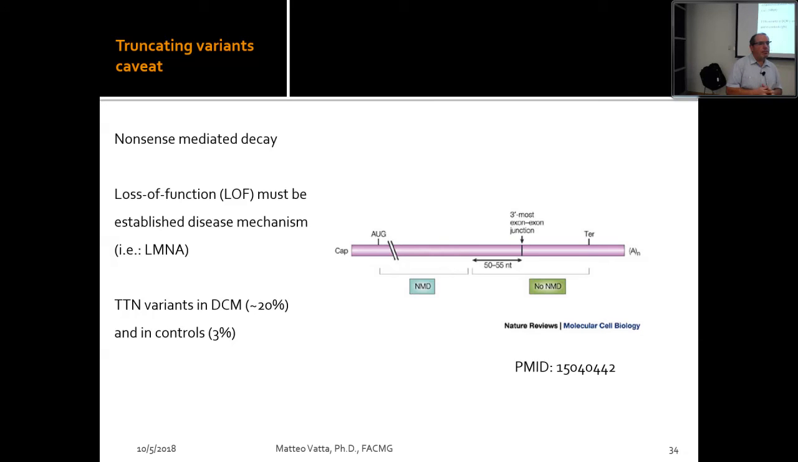And the caveats are, as you know, not all truncating variants may lead to the degradation of the product. So a nonsense variant or a frame shift variant, if it occurs in the second last exon, 55 nucleotides before the end of the second last exon, it can skip the nonsense mediated decay. And there are some genes for which the truncating variant is not going to lead to nonsense mediated decay most of the time, even though they are going to be on the 5' end.